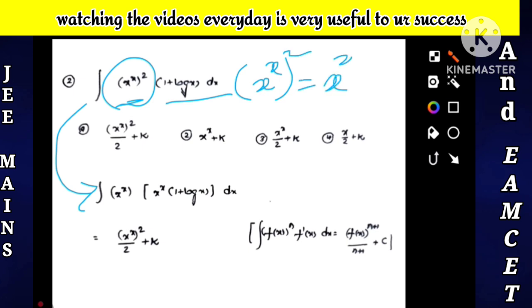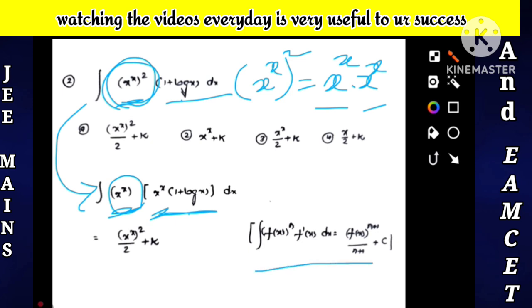A square is equal to a into a. In the same manner, (x power x) whole square is equal to x power x into x power x. So this is equal to x power x into x power x into (1 plus log x). Just I am writing that this (x power x) whole square is equal to x power x into x power x.